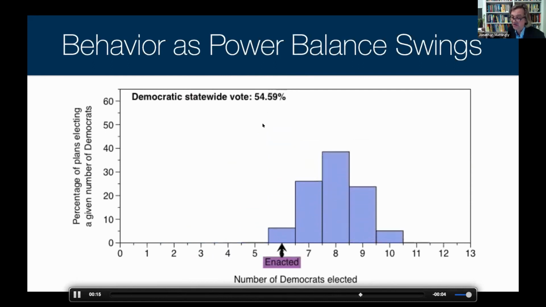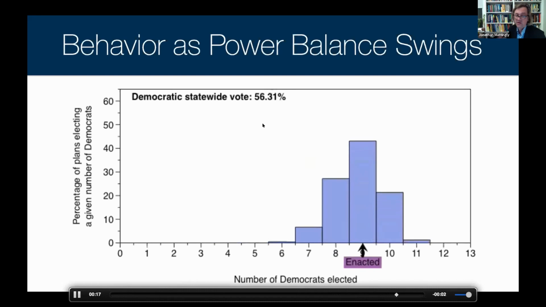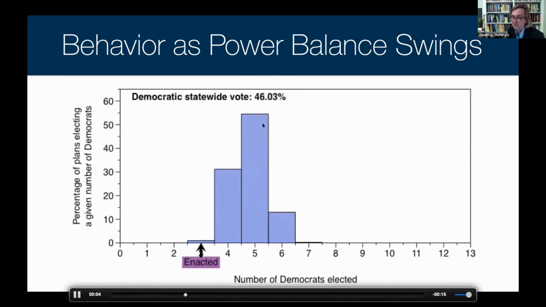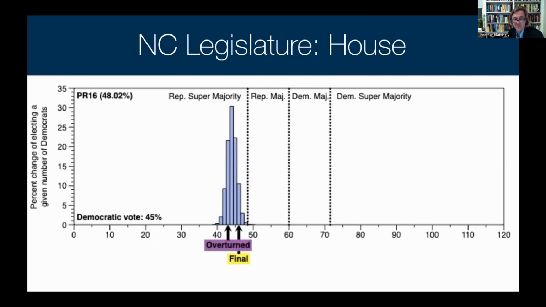It's responsive, right? Election has consequences. When the people change their mind, different numbers of representatives are elected. But this enacted map is almost set up as a firewall to protect against that. Let me show you another example.